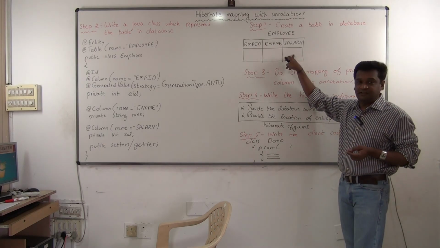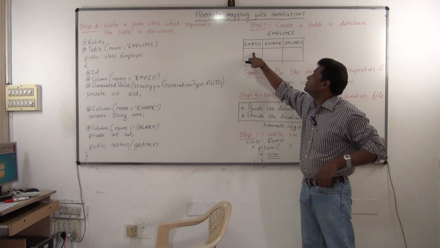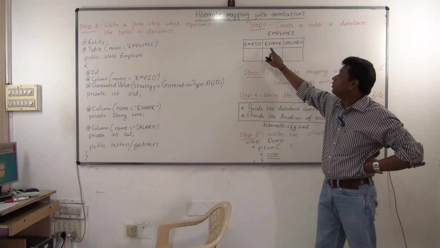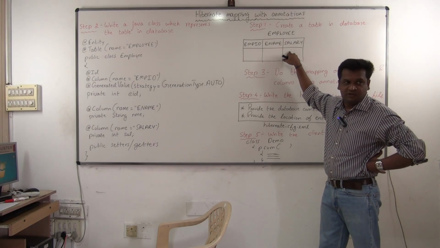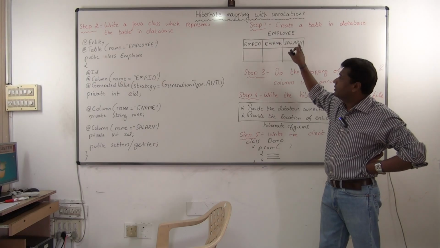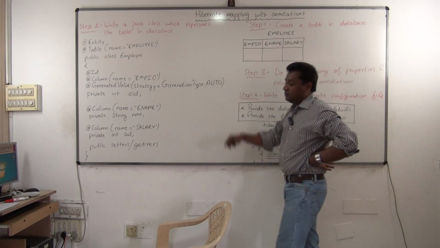Done? So fine, this is the table. The 3 columns present in this table are EMPID, ename, and salary. So these are the 3 columns. This is the first step. Okay, now after doing this, step number 2.